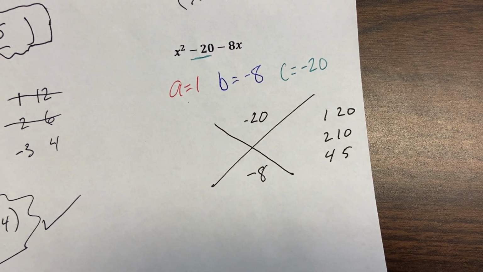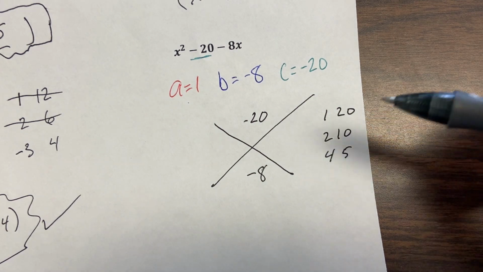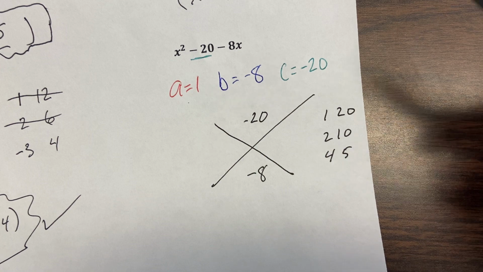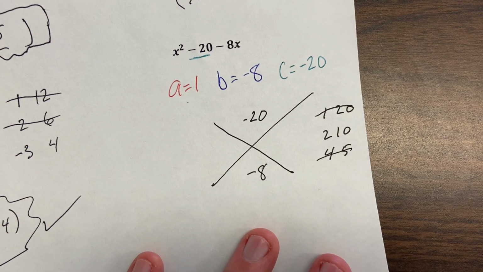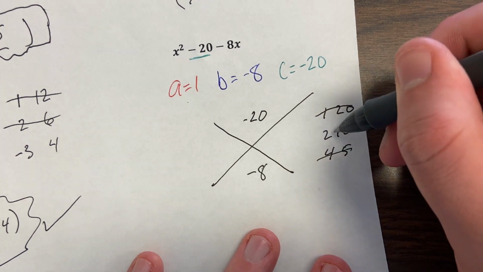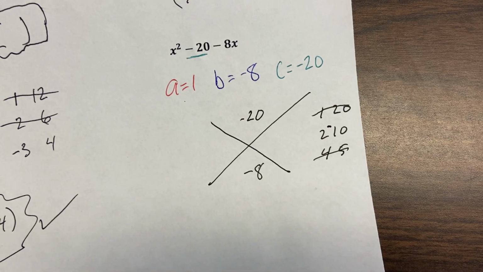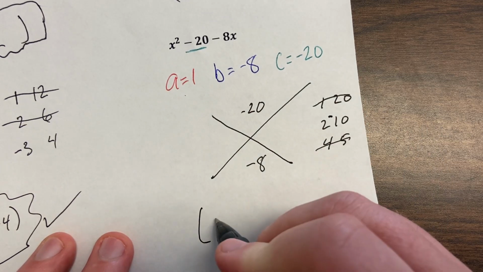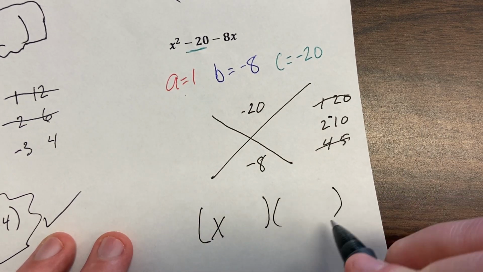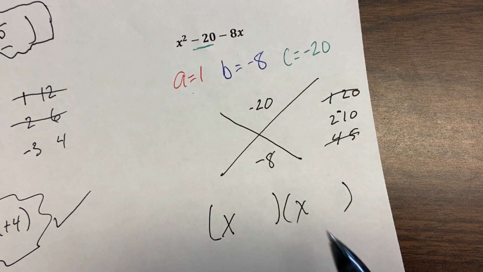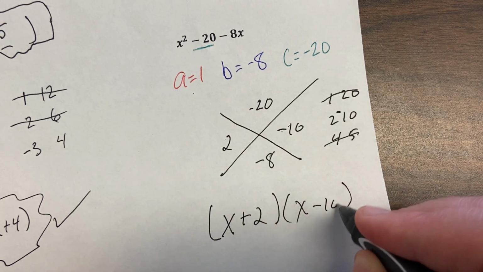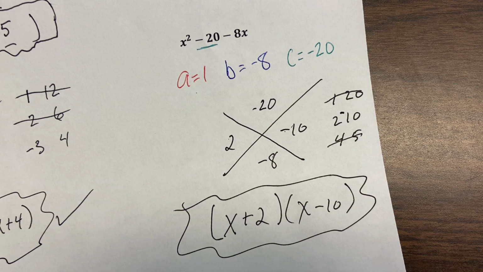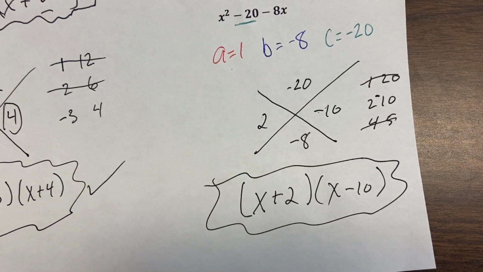All right, so our goal is to use a combination of these factors of 20 to add to get -8. 1 and 20, there's no way. 4 and 5, there's no way. 2 and 10, right? Well, if I do 2 minus 10, the negative has got to be with the 10 because I'm dealing with the -8. All right, so now remember when our A value is 1, we can go ahead and formally just put in our X's, and then we have a +2 and a -10. So X plus 2, X minus 10. That is going to be our factored form, and that is what we are looking for.